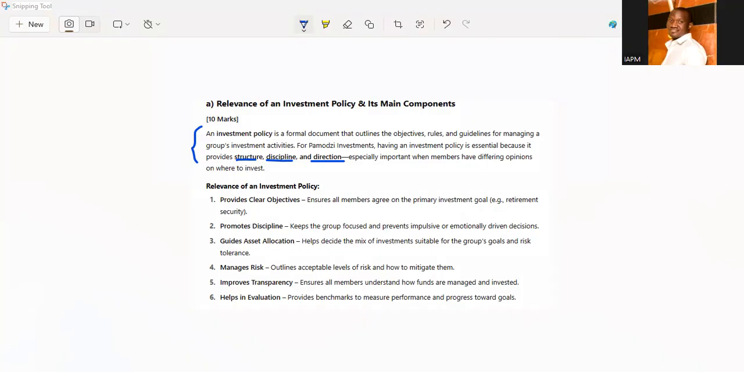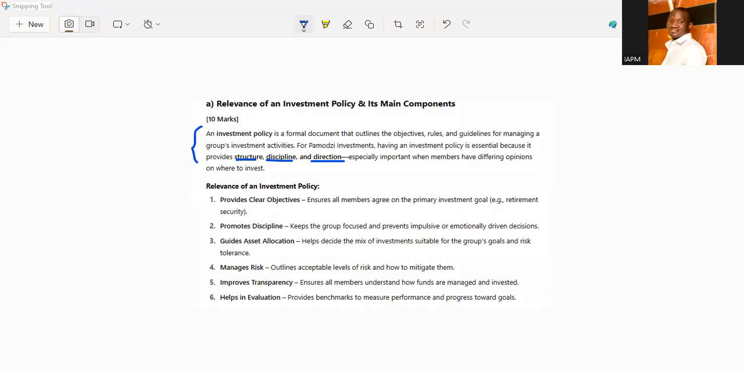What's the relevance of the investment policy? Number one, it will provide clear objectives. So an investment policy will outline its primary purpose. And also it will state that its primary purpose is mainly serving as retirement, also for funding future projects and generating income. So it will also align all the stakeholders involved here in terms of their shared financial goals. It will also help prevent confusion or conflict about the intended use of the funds.